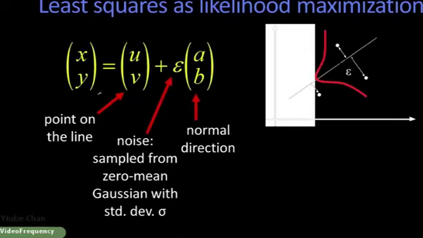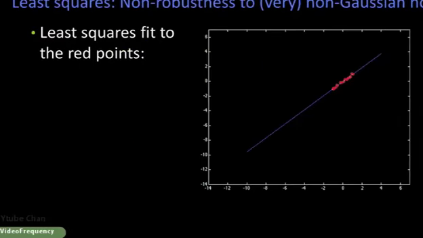Basically, we're saying the point xy that we actually measure is just some real point on the line, uv, that has been perturbed in the direction perpendicular to that line, AB, the line that we were solving for. The perturbation is some amount of noise that came from a Gaussian with zero mean and some standard deviation sigma, or variance sigma squared. So for line fitting, or in this case model fitting, this is our underlying generative model: a Gaussian perturbation. It turns out that works fine when you actually have Gaussian noise.